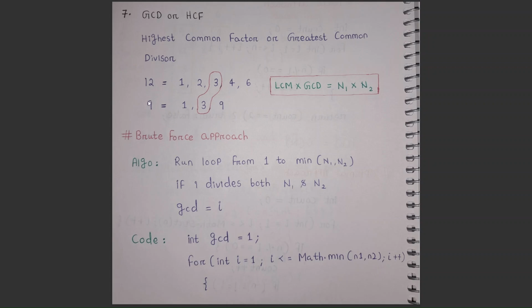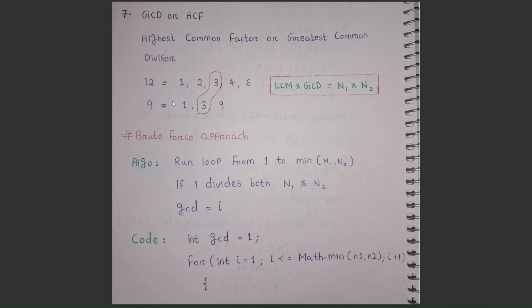Now, why I took min of n1 and n2? Because as you can see, after this example you consider, the factors of 12 are 1, 2, 3, 4, 6, and in the factors of 9, we have 1, 3, and 9. Can you notice one thing? After all the factors of 9 are evaluated, we don't have to continue the loop anymore because after the smallest number is crossed, we cannot get any common divisor between them, because the number itself can be the common divisor between them.